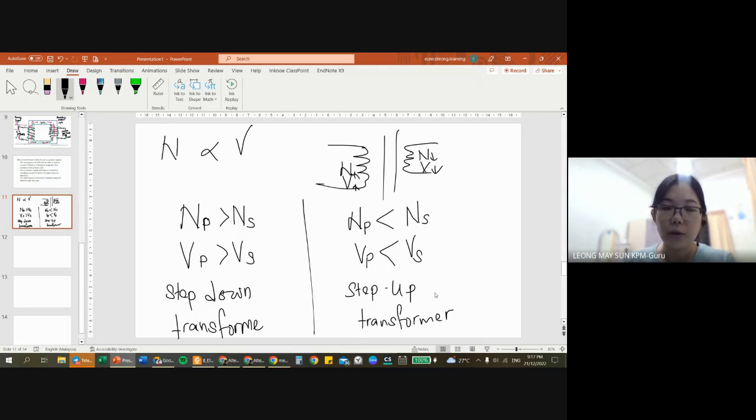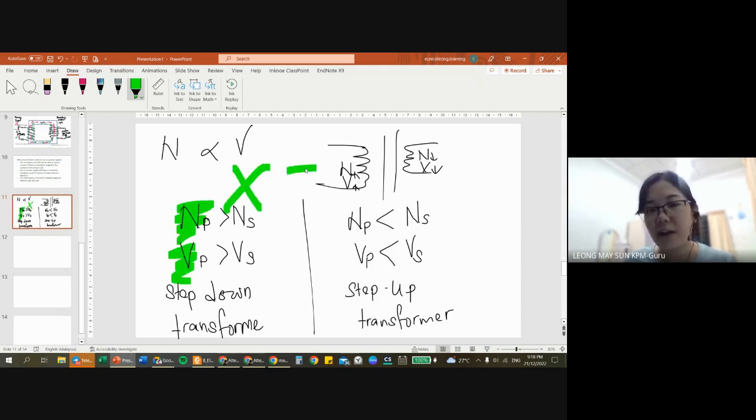Okay, so if the secondary has more number of turns or more secondary potential difference, then it's a step up. If the secondary has less compared to primary, that is step down. And please do take note, step up and step down, we look at the number of turns and the potential difference, not the current. All right, the current is not applicable for transformer. Okay, that's number one.